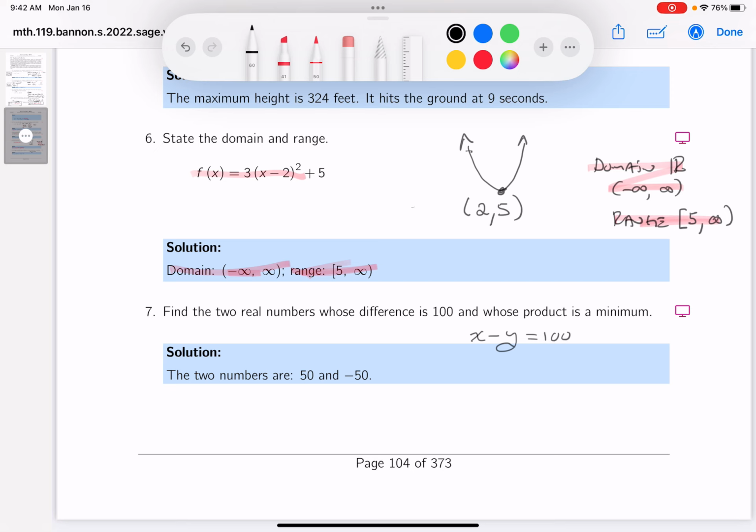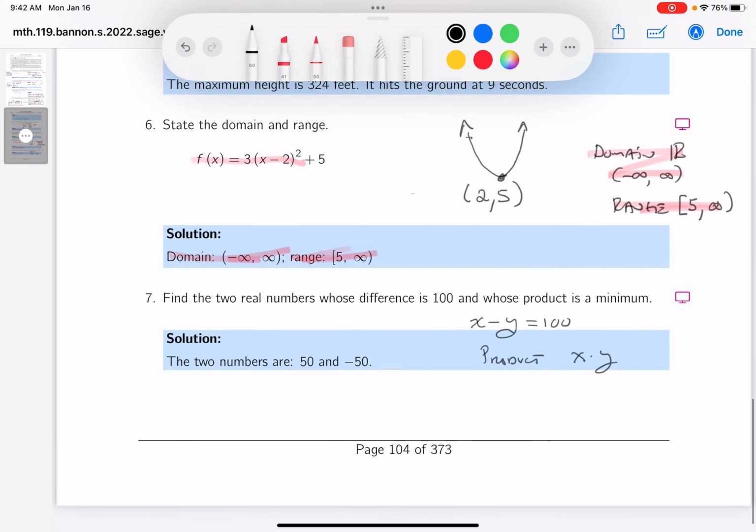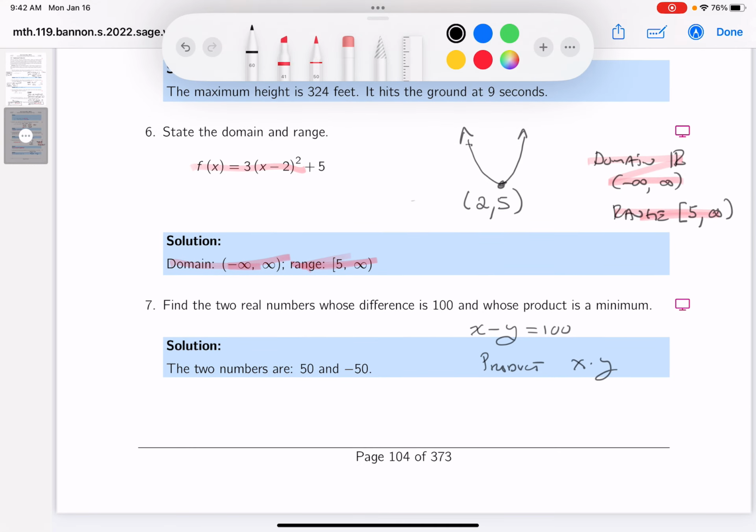What they want to do is find a product that's a minimum. So what I'm going to say is the product is x times y, all right? Unfortunately, what I need to do is realize this has something to do with the problem set, which is parabolas. So I'm going to take the first equation, and I'm going to say x minus 100 would be the same thing as y. So what do you get over here? This product is the same thing as x times x minus 100, all right? I'm going to say this is a function of x, and I want to minimize this, all right?